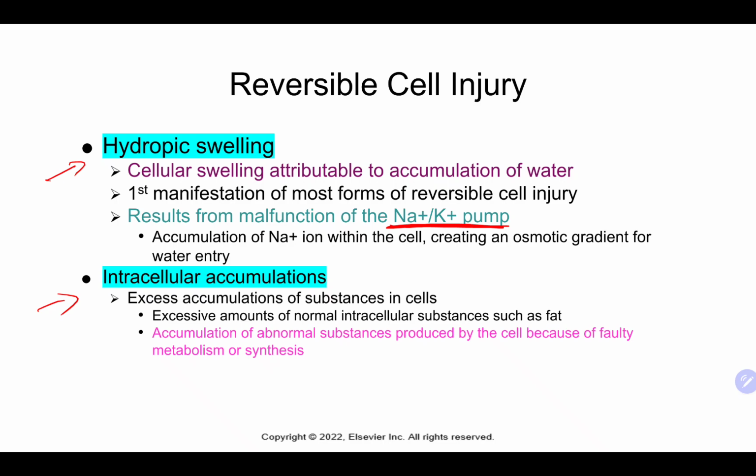And this is where you have the excessive accumulation of substances in the cell. Maybe you have too much fat or adipose tissue in the cell. Another example of intracellular accumulation is the accumulation of abnormal substances produced by the cell because of faulty mechanisms or faulty metabolism or synthesis. So remember that.